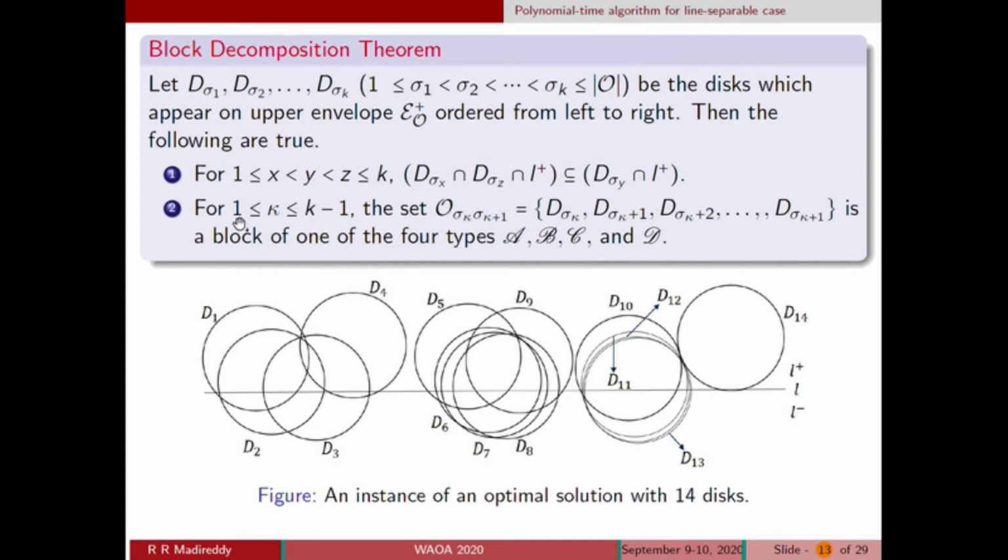And similarly, for 1 less than or equal to kappa less than or equal to k minus 1, the set O sigma kappa, that is all the intermediate disks between d sigma kappa and d sigma kappa plus 1, forms one of the four types A, B, C, D. So this is the example that is given here. We use this theorem to design the algorithm, and for lack of time, we are not going into the details of the proof.